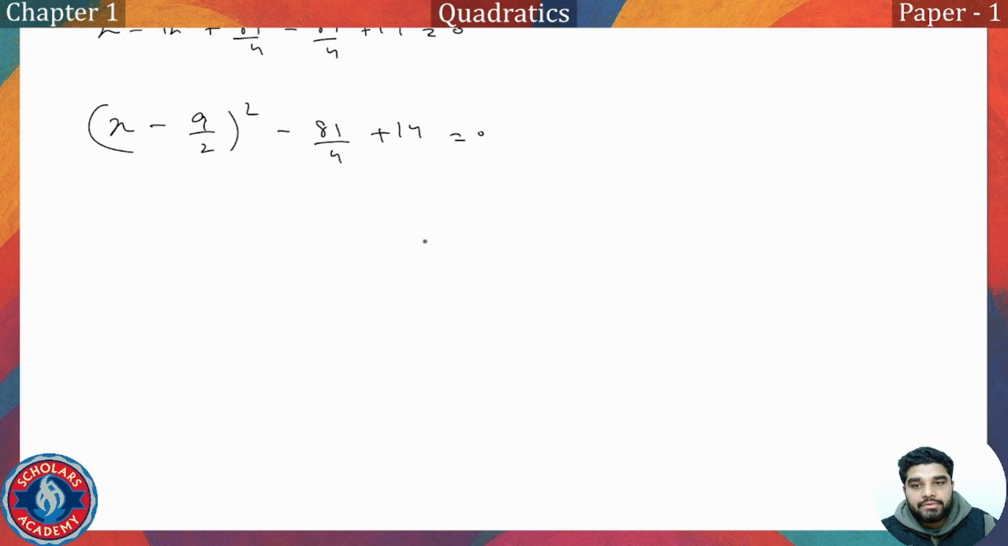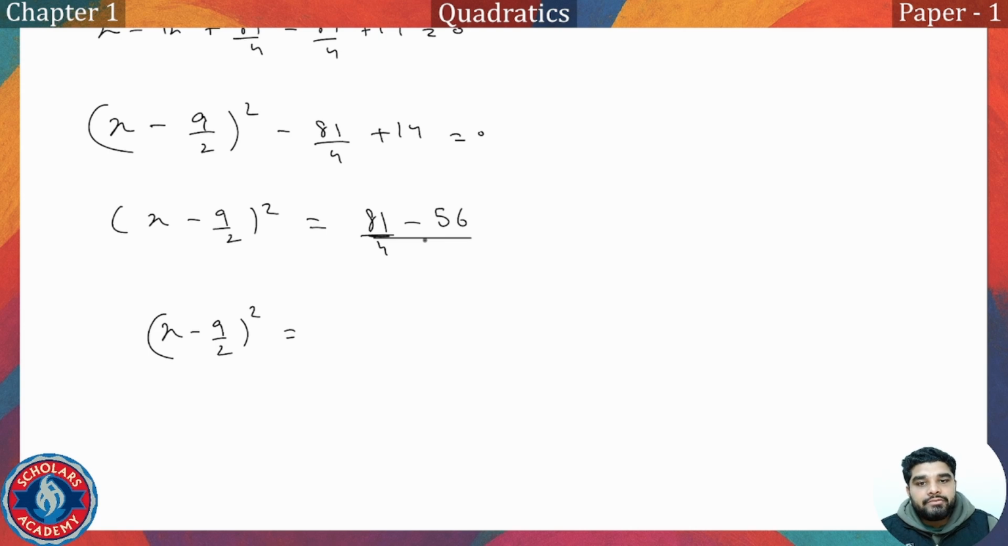So the equation becomes (x - 9/2)² = 81/4 - 14, and we'll take the LCM over here. We get 56 in subtraction, and (x - 9/2)² is equal to, if we subtract this, we get 25/4.